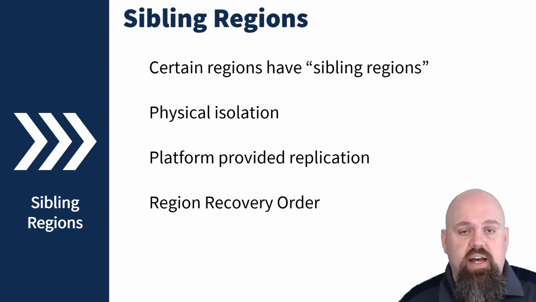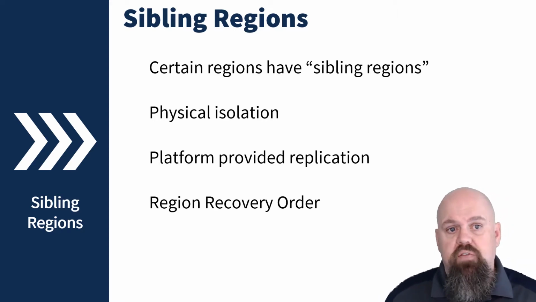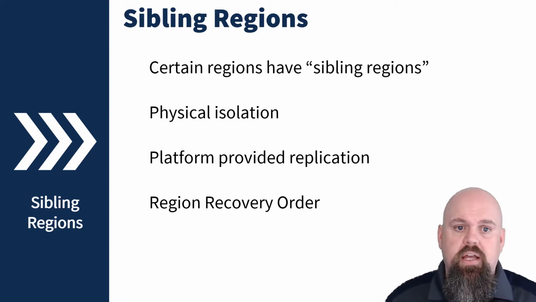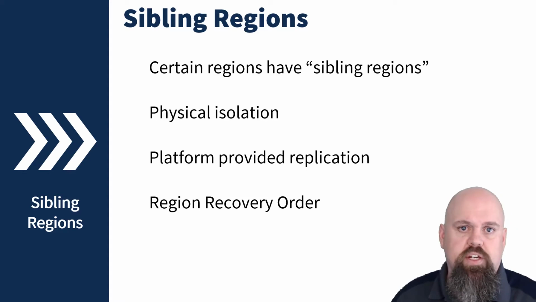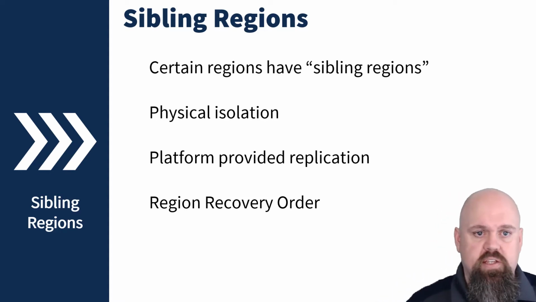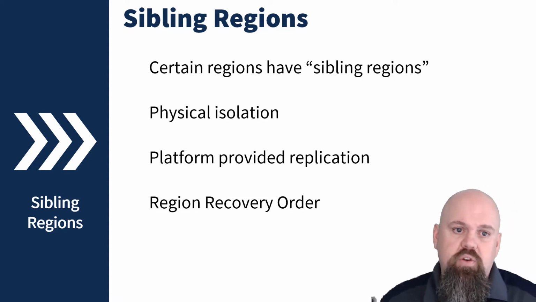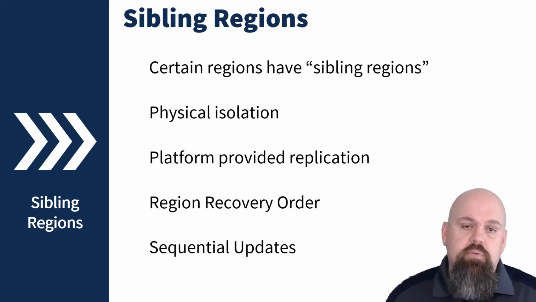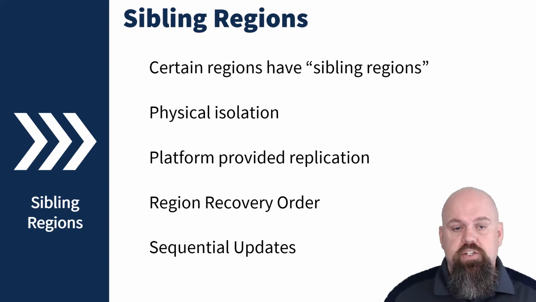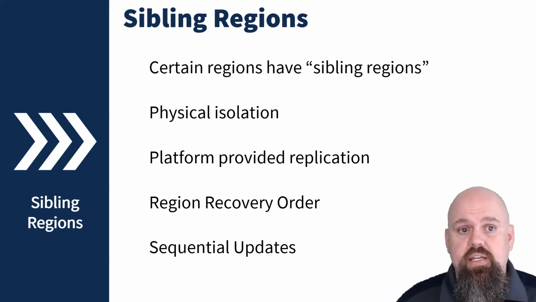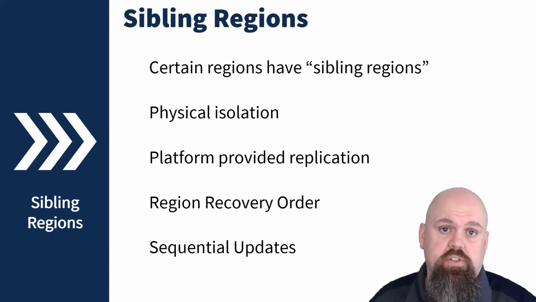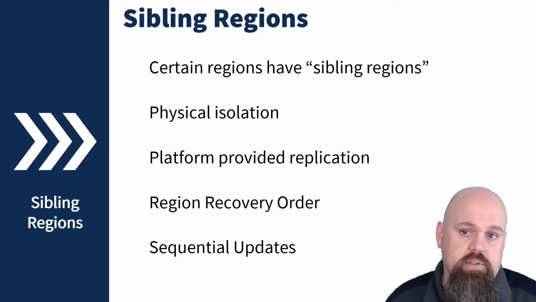Sibling regions also provide a recovery order, meaning that if it's going to do maintenance or has to recover certain regions, it's going to touch one individual region first before it touches the sibling region. This ensures that one region is always not being manipulated by the service. Same thing with sequential updates. The sibling regions will only be updated sequentially, so that, again, one region is only being manipulated at a time to ensure that we provide service to the consumer at all times.